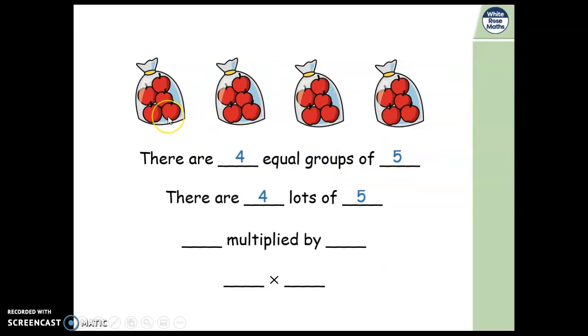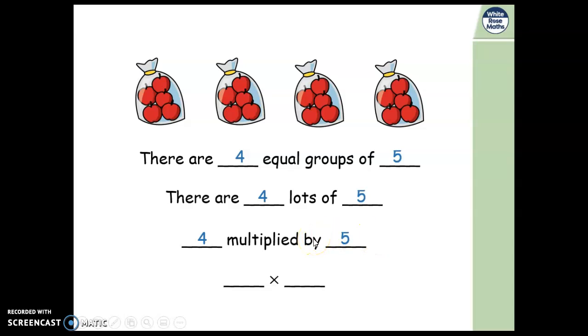Here we have 1 group, 2 groups, 3 groups, 4 groups, and in each group there are 5. So there are 4 equal groups of 5. The way we can say this, there are 4 lots of 5. We can swap the lots of and equal groups of for the word multiply. So it will be 4 multiplied by 5.